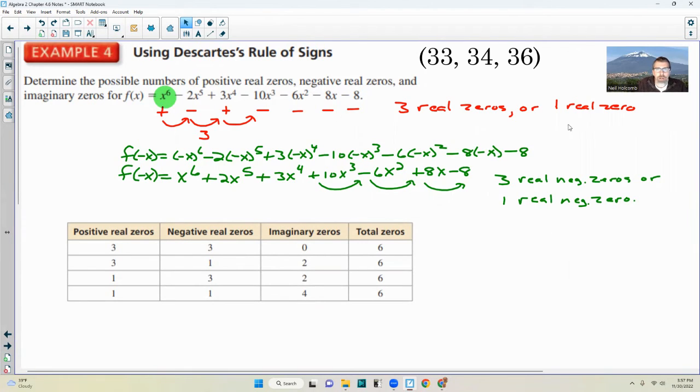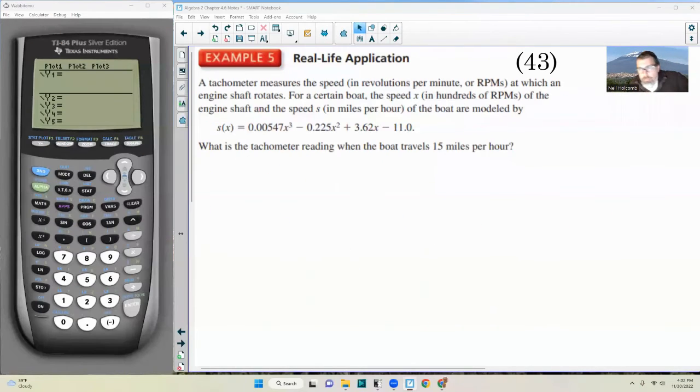Okay, so there's example 4. Now you should be able to do problems 33, 34, and 36. Real life applications that involve large values like this and small values like this are going to require a calculator to be accurate. So anyhow, example 5, real life application. A tachometer measures the speed in revolutions per minute, or RPMs, at which an engine shaft rotates. For a certain boat, the speed x in hundreds of RPMs of the engine shaft and the speed s in miles per hour of the boat are modeled by the function s of x equals this polynomial function.